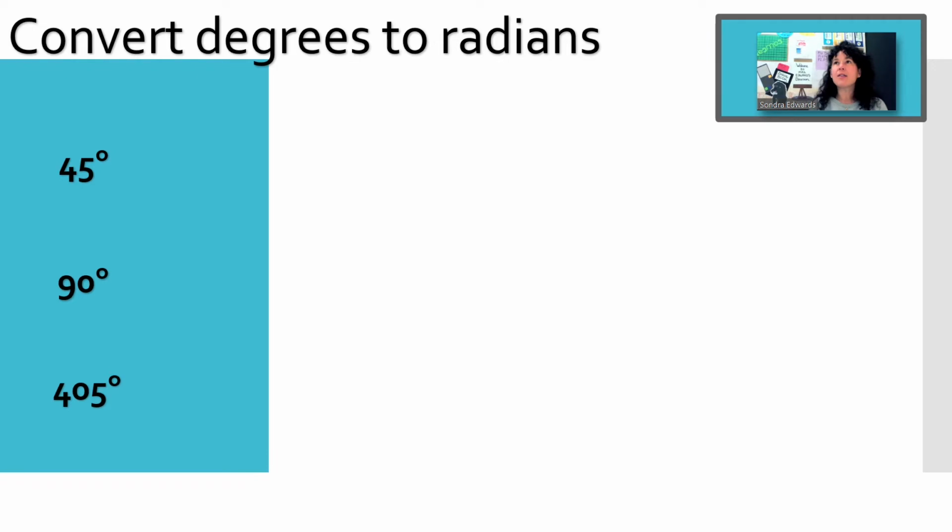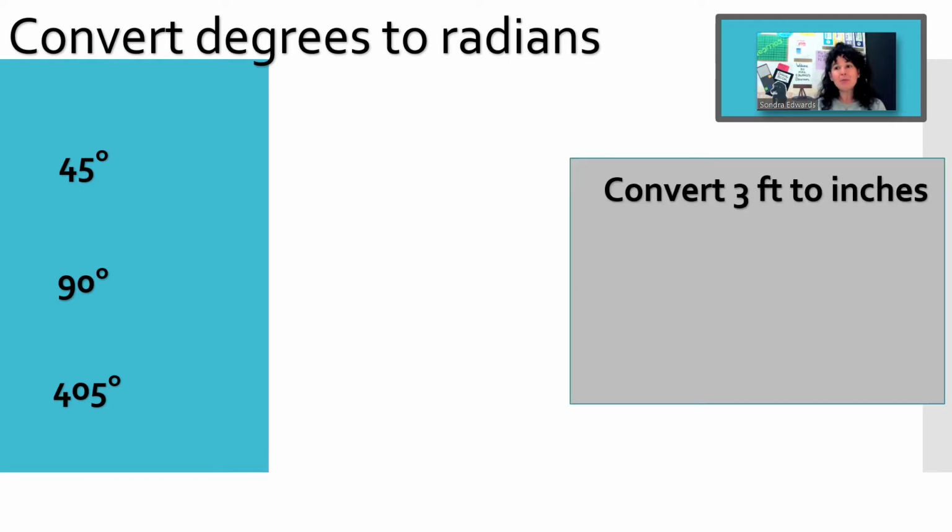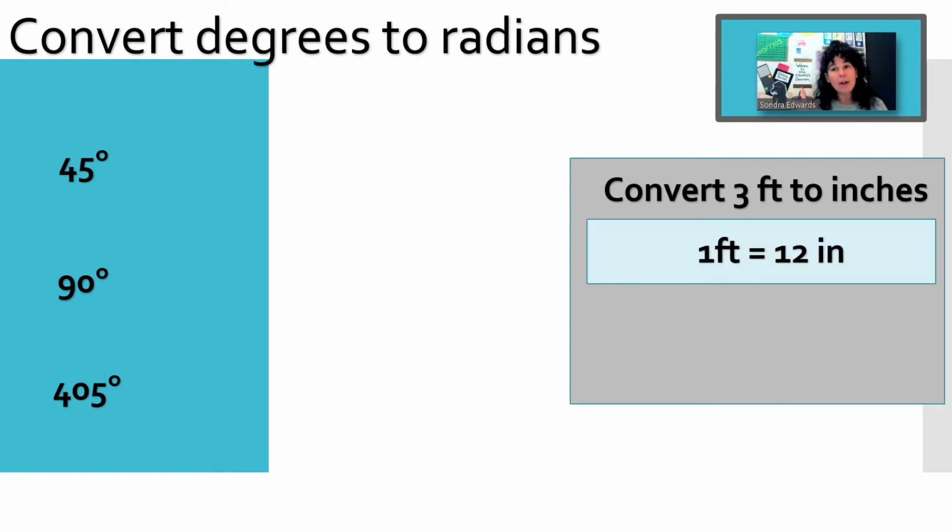Let's start off with a conversion that you are probably familiar with. If I wanted to convert 3 feet into inches, really any conversion at all, you want to think of two things that are equivalent to one another that have the labels that are involved. So here we have feet and we have inches. We know that 1 foot is equivalent to 12 inches. So all you need to do to convert is multiply by a fraction of equivalence.